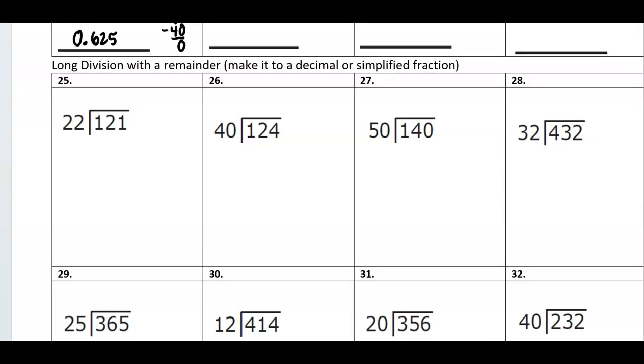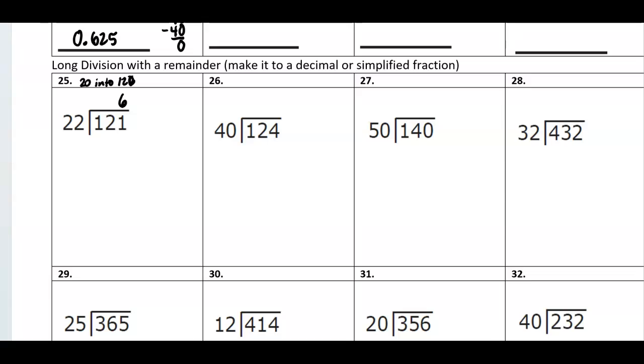And then the last section is long division with remainder. I want you to make it a decimal or a simplified fraction. So what you need to work on today is not saying, oh, 22 times 120, I don't know my 22s. Just pretend it's 20 right now. How many times does 20 go into 120, right? So think 20 into 120. That's going to help us. So I think, all right, maybe 6 times. And maybe 6 isn't going to work.